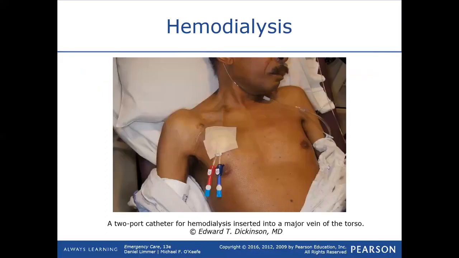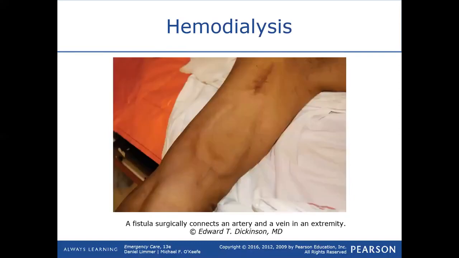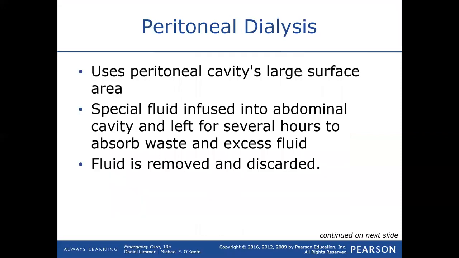Okay. This is an example here of a two-port catheter. I don't see these quite so much, but they exist. I'm not saying they're not out there. And that is a fistula. So this is basically, they take an artery and a vein and they connect them together and they make an access port, and then that'll allow them to run the dialysis.